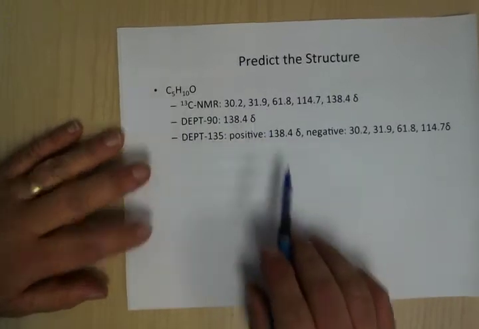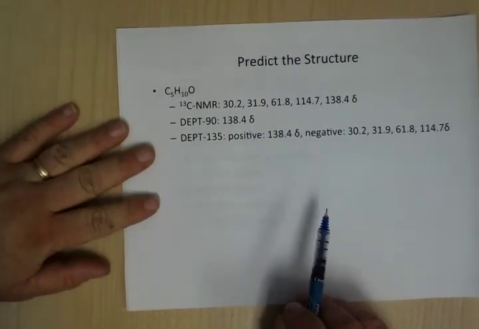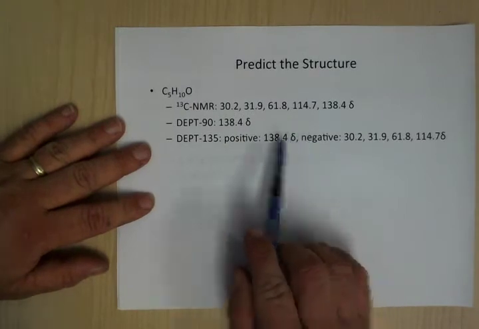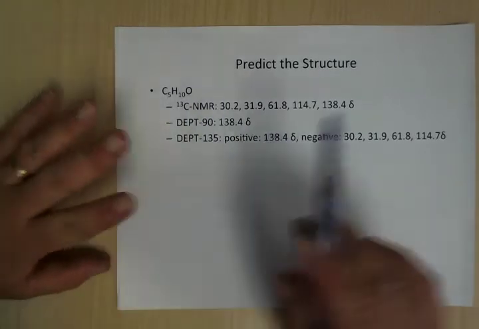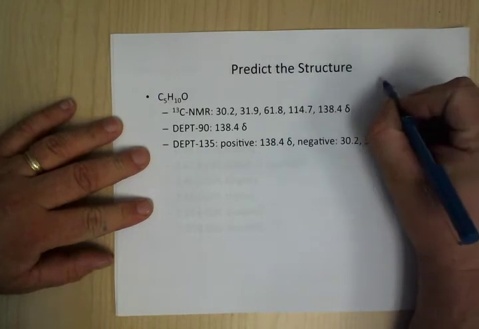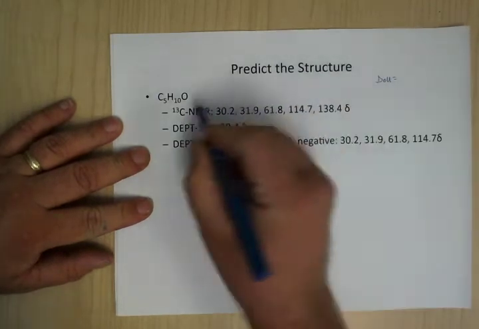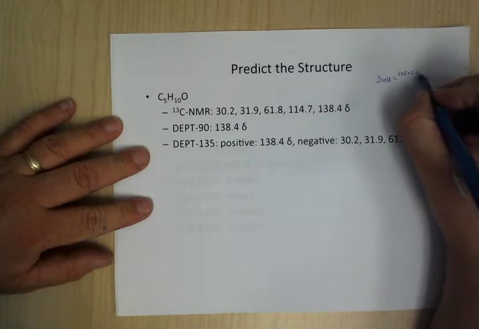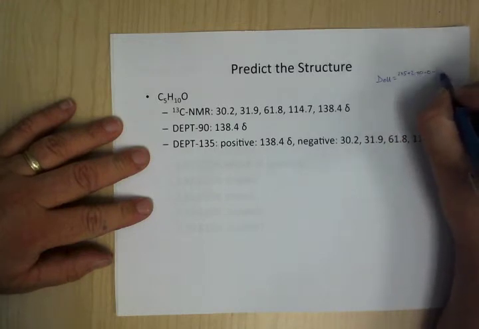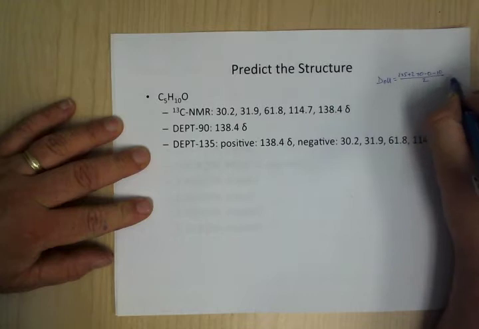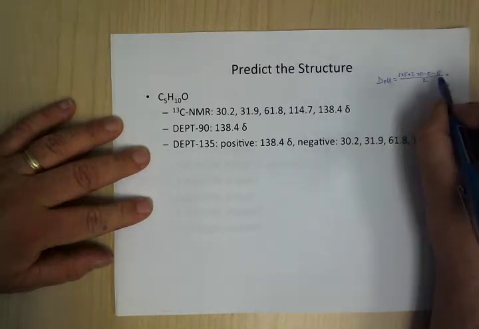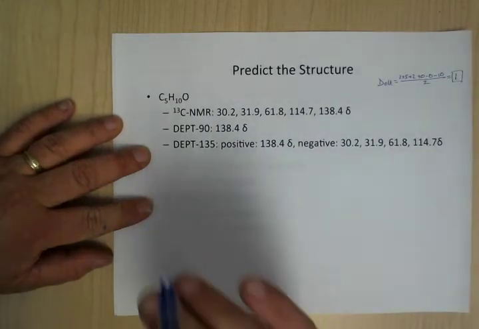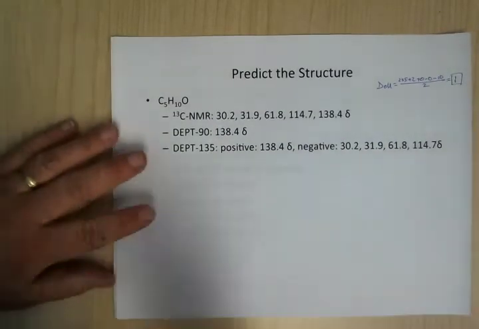Okay, so for carbon NMR, the first thing to do with all these problems is get a DOU. So 2 times 5 plus 2, no nitrogens, no halides, but 10 hydrogens. So 12 minus 10 is 2, so that ends up being 1. So you know you either have a ring or a pi bond.